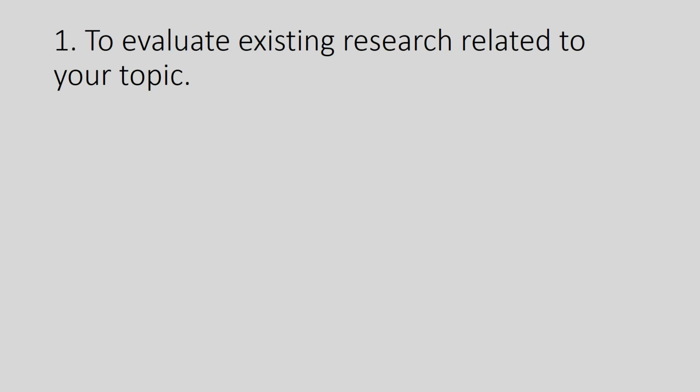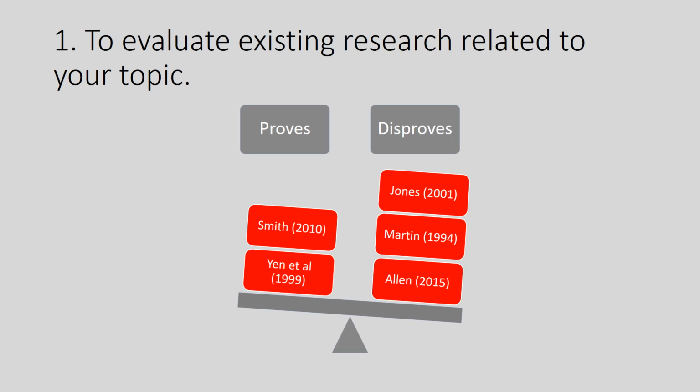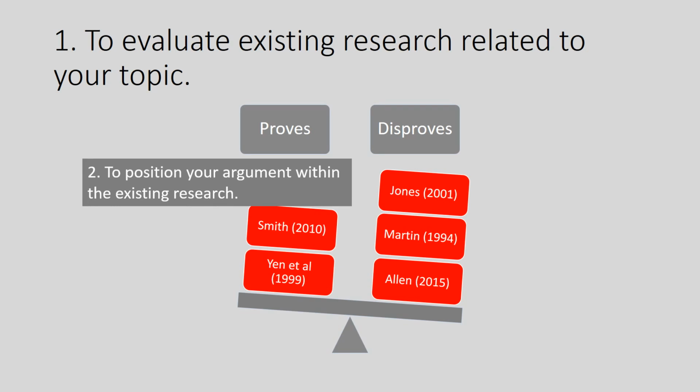A literature review has two related purposes. First, to evaluate existing research related to your topic, and second, to position your argument within the existing research.